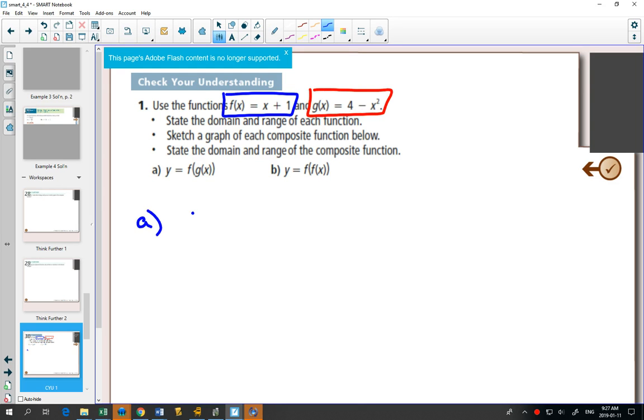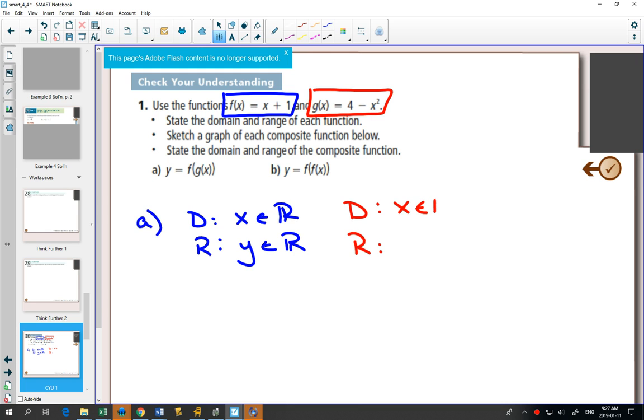So for part A, the domain and range of the blue one, well, it's a line, so the domain is everything, the range is everything. For the red one, it's a parabola. Domain of a parabola will be everything.